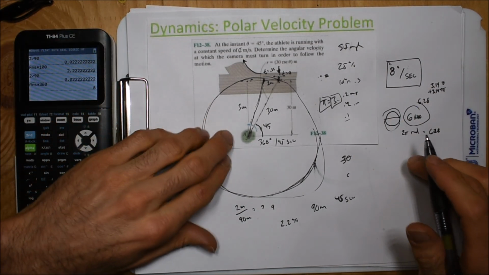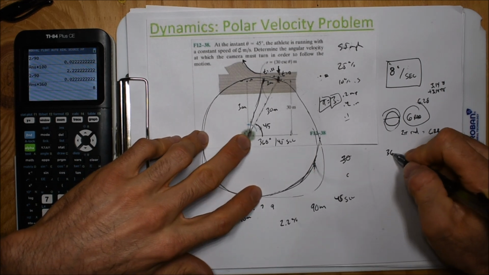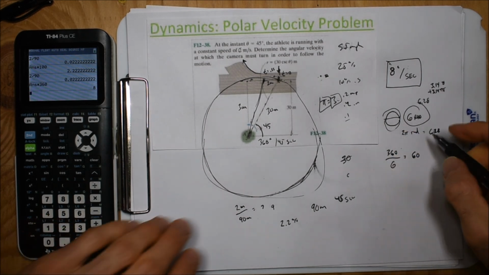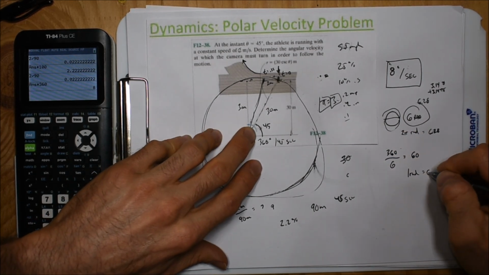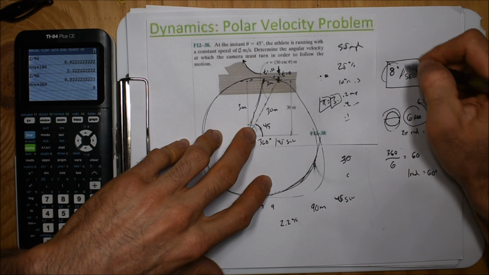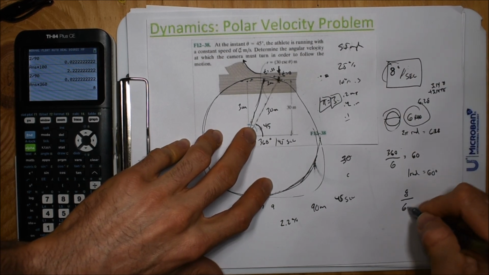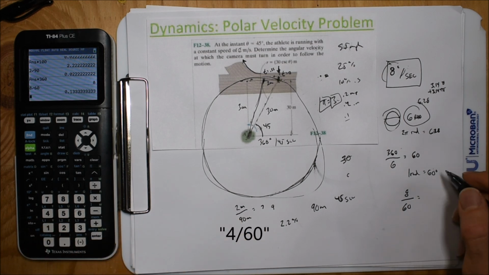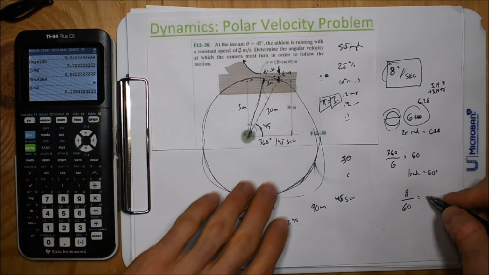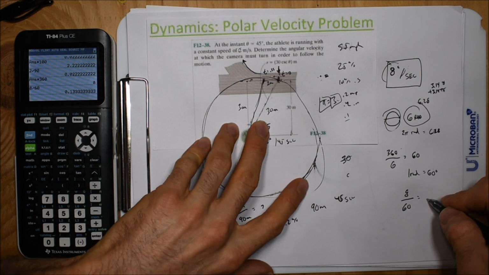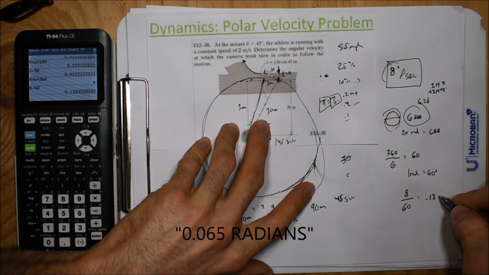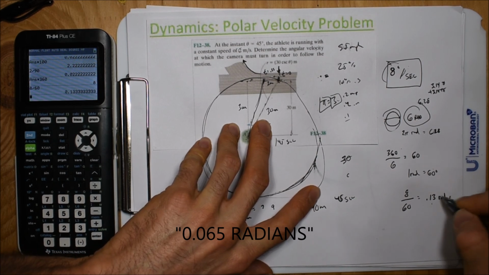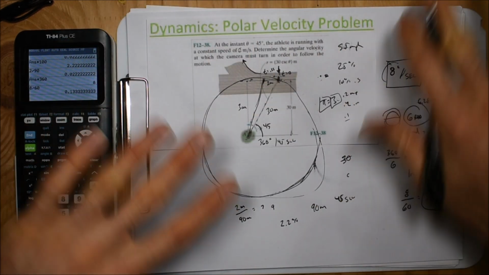So if we take 360 divided by 6, don't we get 60? So 1 radian is equal to 60 degrees. And if I only got 8 degrees, now I have to take 8 divided by 60. So that's only about a tenth of a radian, 0.13 of a radian. So we have to go 0.13 radians per second. Final answer.